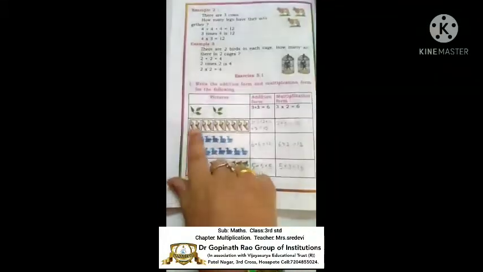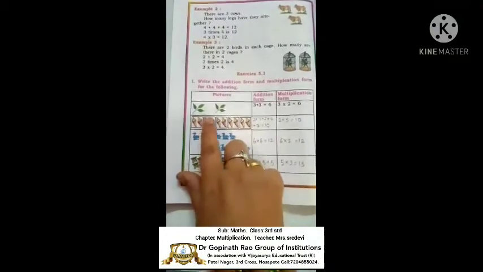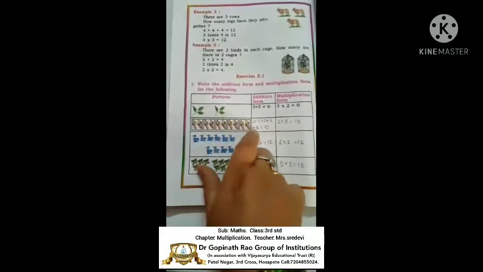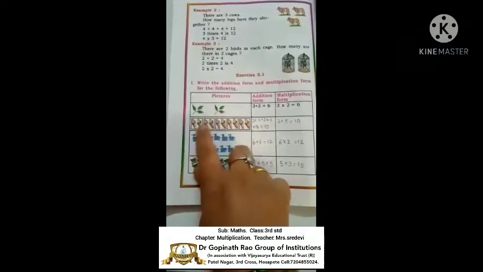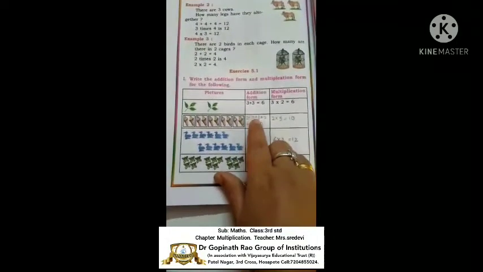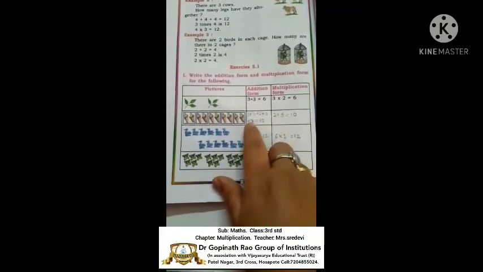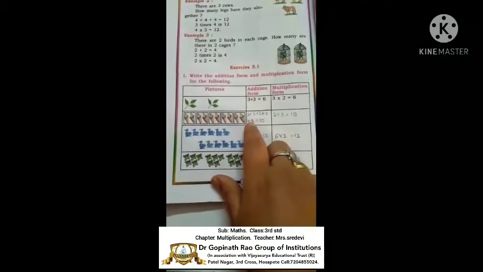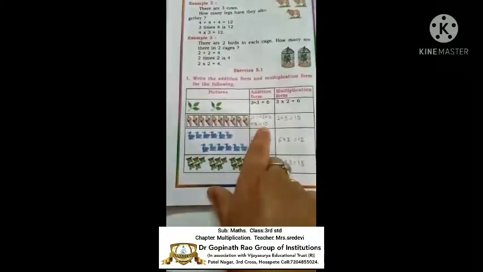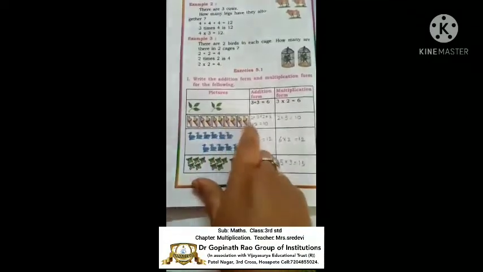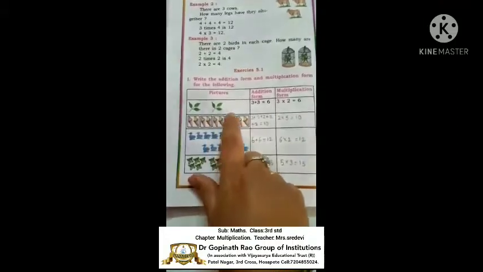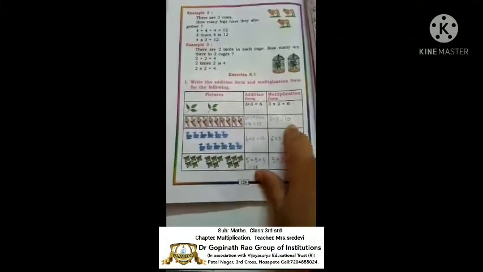Next is an ice cream. See here, 1, 2, 3, 4, 5. There are 2 ice creams each, but repeated how many times? 5 times. So we'll calculate 2 plus 2 plus 2 plus 2 plus 2. 1, 2, 3, 4, 5 times. So it becomes 2, 4, 6, 8, 10. 2 ones are 2, 2 twos are 4, 2 threes are 6, 2 fours are 8, 2 fives are 10. See, multiplication is 10.